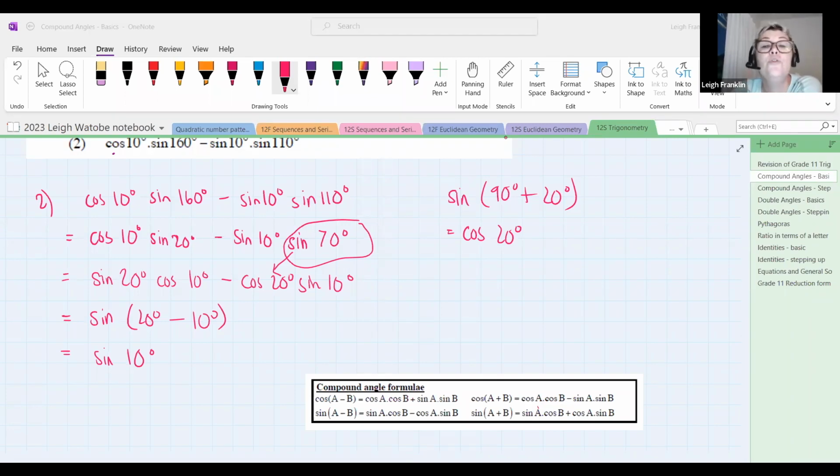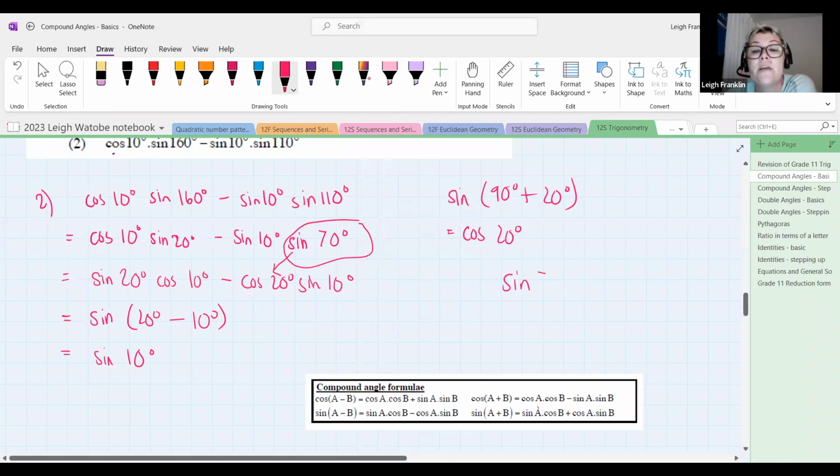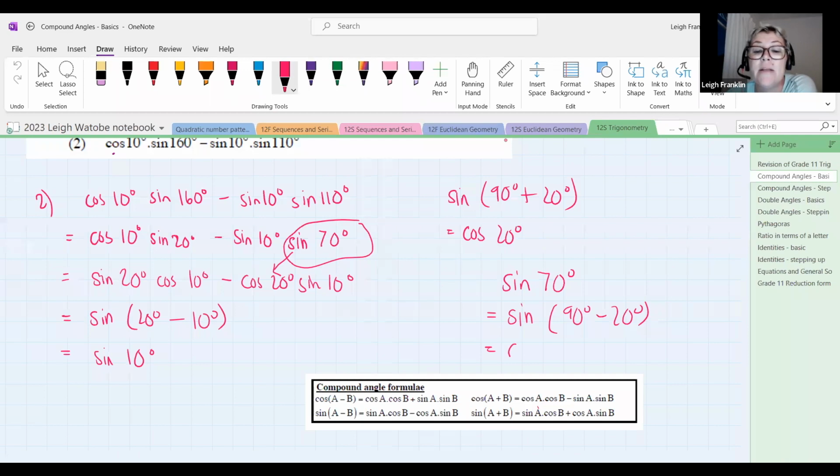Now, Sihawu, you said, can you write sine 70 as 90 minus 20? Yes, what you can do is write that as the sine of 90 minus 20, and the sine of 90 minus any angle is the cos of that angle. Absolutely. So you can do that. It will end up being the same thing.